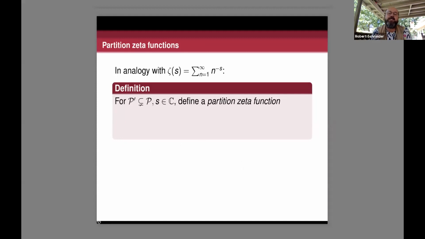We're going to define a partition zeta function. For P prime being a subset of the partitions, not the whole set of partitions, but a proper subset, and for s a complex number whose exact value and real part and so on will depend on what is to come, we define a partition zeta function to be this sum. Zeta sub P prime, the subset of partitions, of s is the sum over all partitions in the subset of the reciprocal of the norm of the partition, to the s.